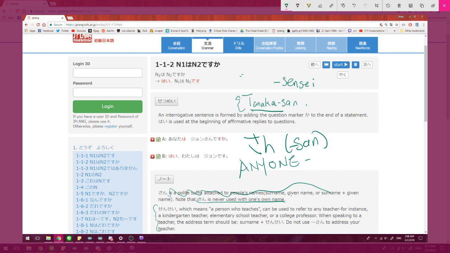So in Japanese, let's say Tanaka is our teacher, right? We have to call him Tanaka sensei. You have to refer to him as sensei, right? This way you are giving them the respect they deserve.